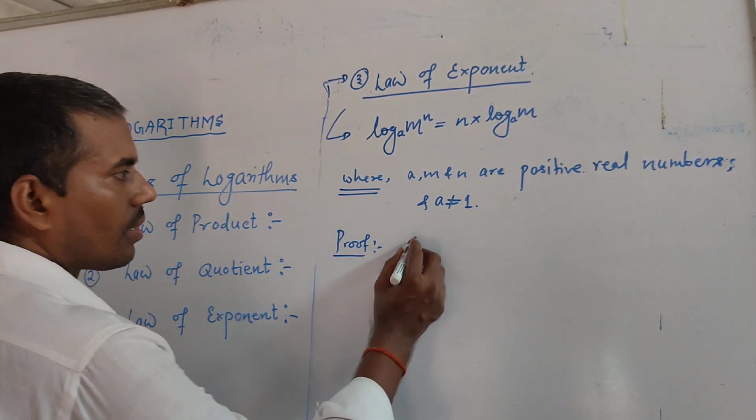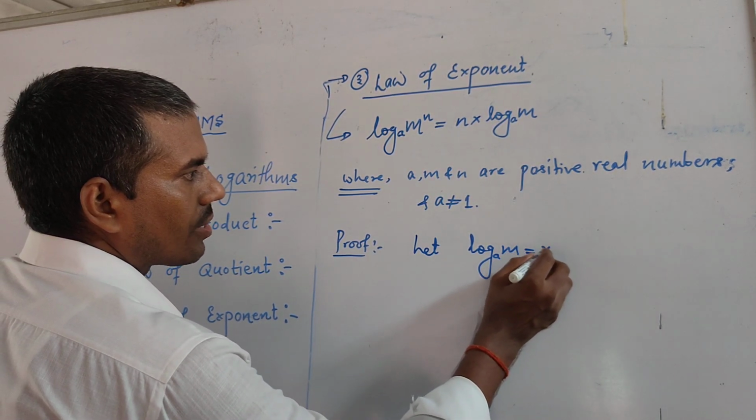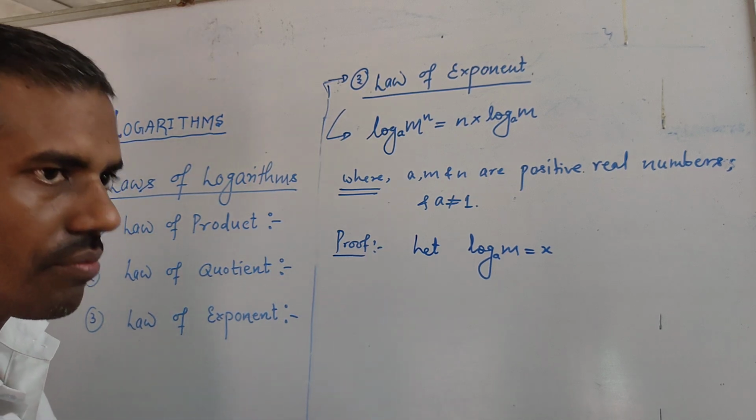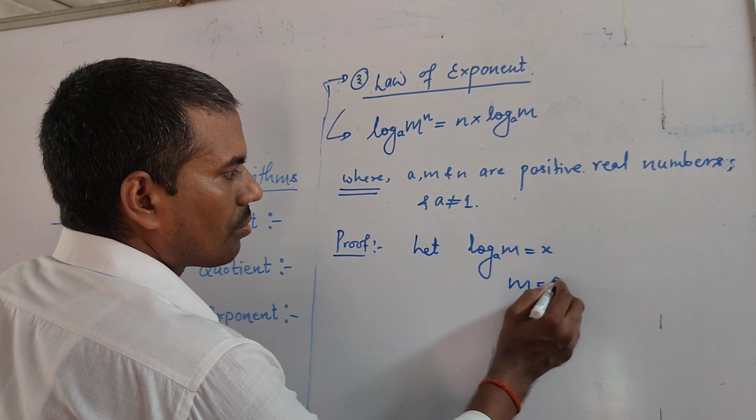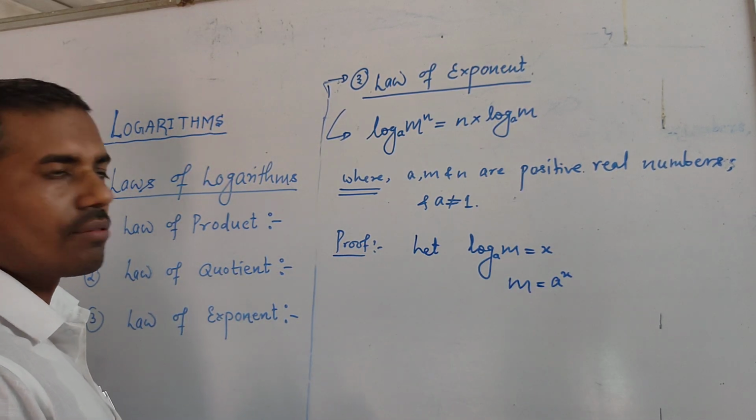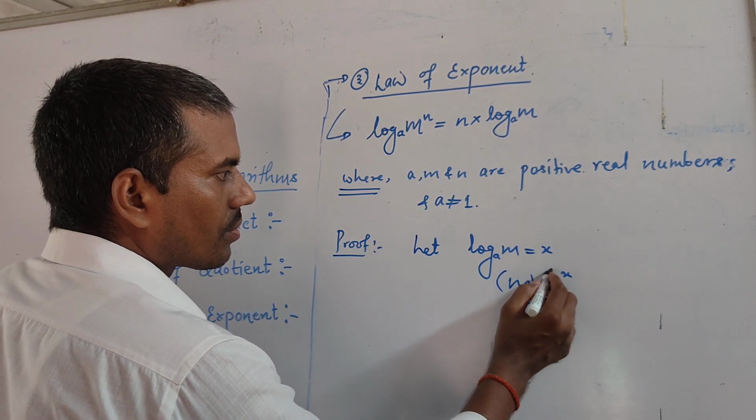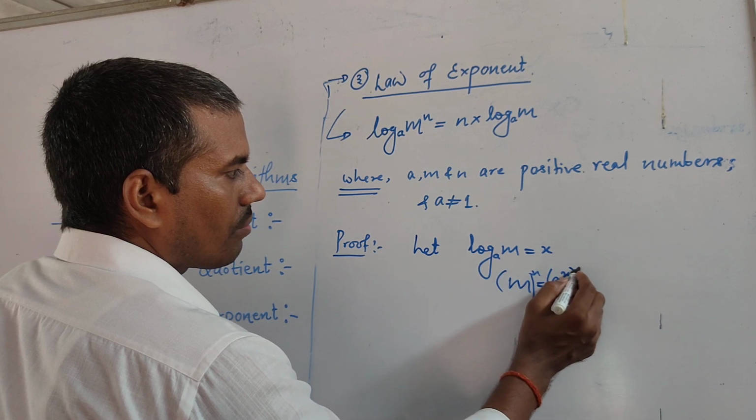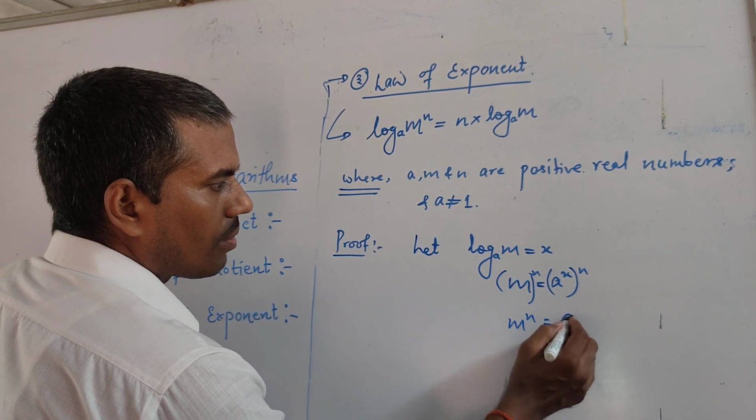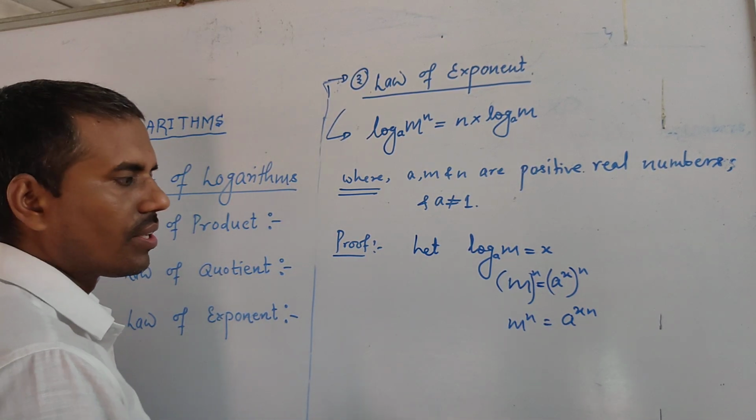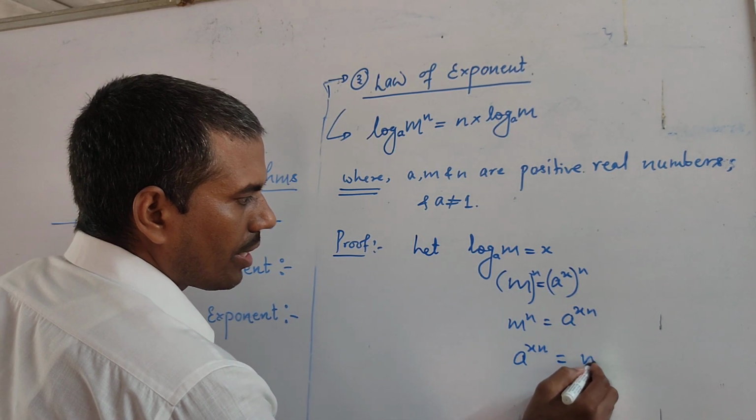Proof: let log of m to the base a be equal to x. This is in logarithmic form. If I convert it into exponential form, we get m is equal to a to the power x. We have to find m to the power n. So raising both sides to the nth power, we get m to the power n is equal to a to the power x into n, and rewrite as a to the power xn is equal to m to the power n.